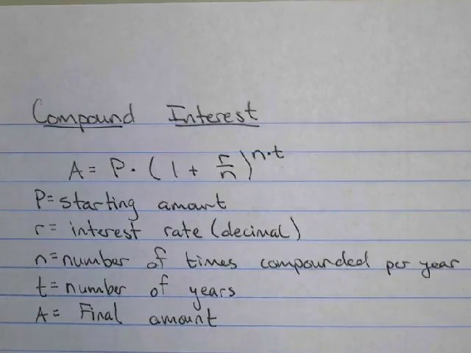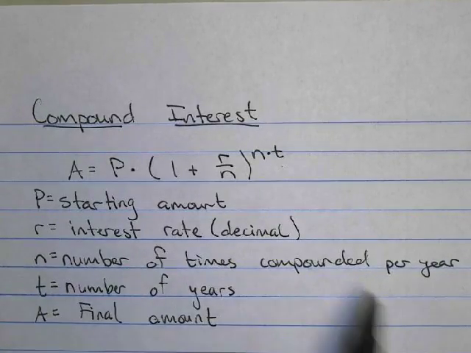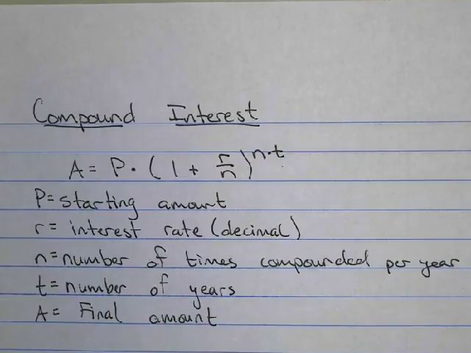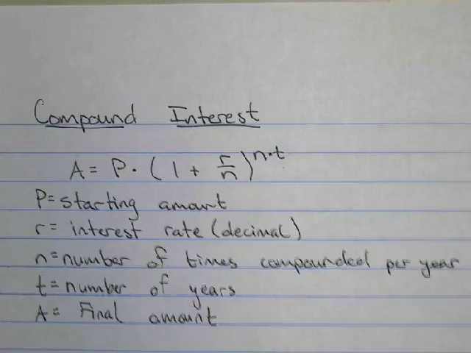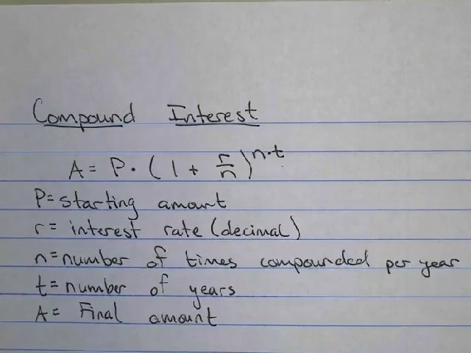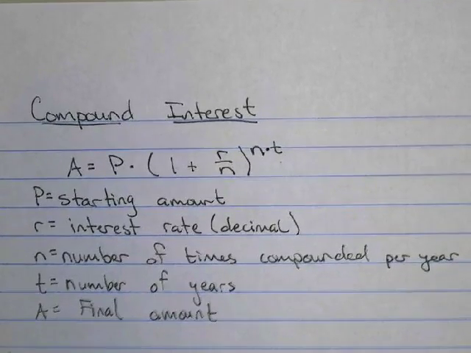So the trickiest part probably of this is the number of times compounded per year, because the value is going to come from a word. So for instance, if it's compounded monthly, our n would equal 12. If it's compounded quarterly, our n would equal 4. If it's compounded annually, our n would equal 1. So just try to split a year up into however many portions the word suggests, and that's what your n will equal. So let's look at an example.